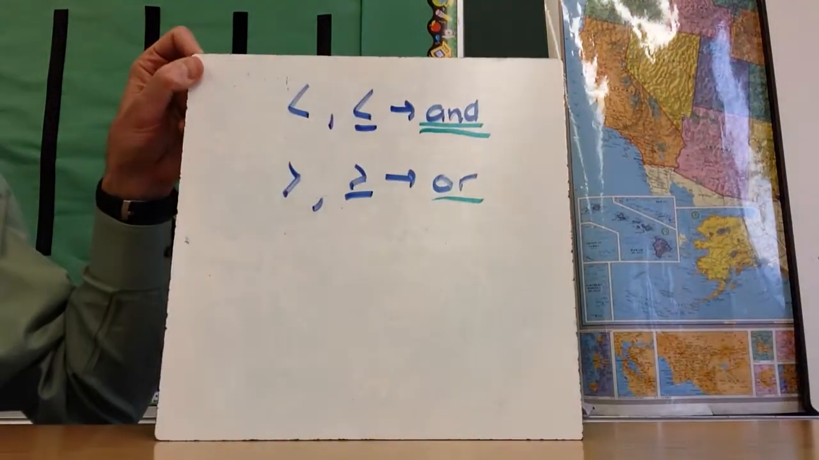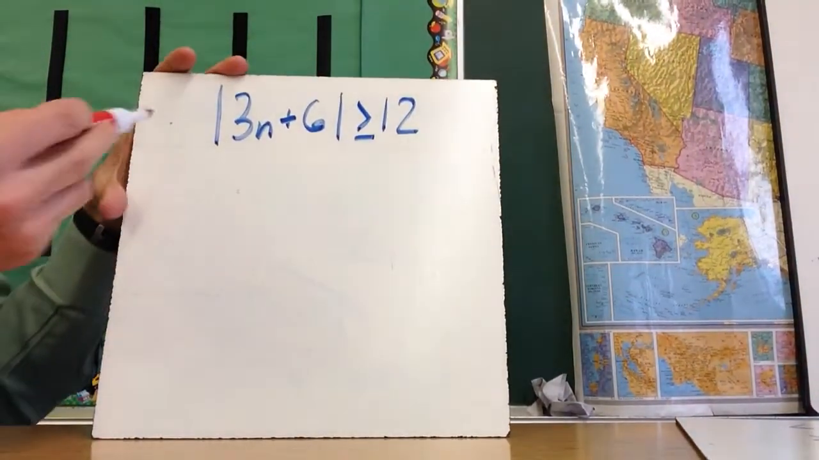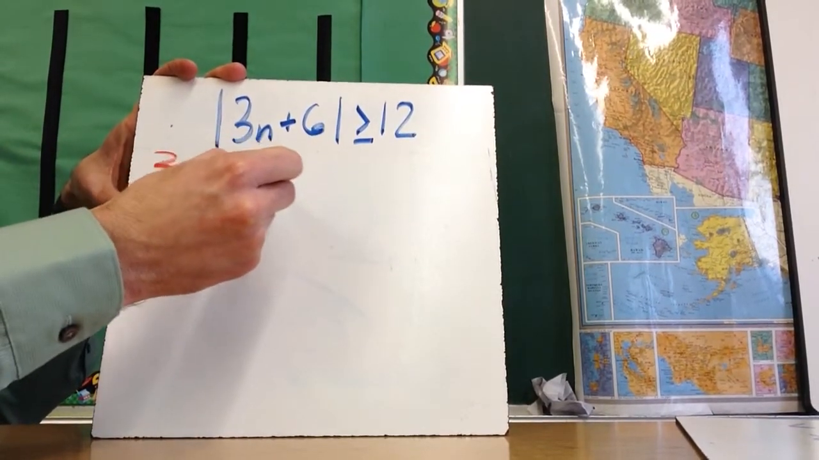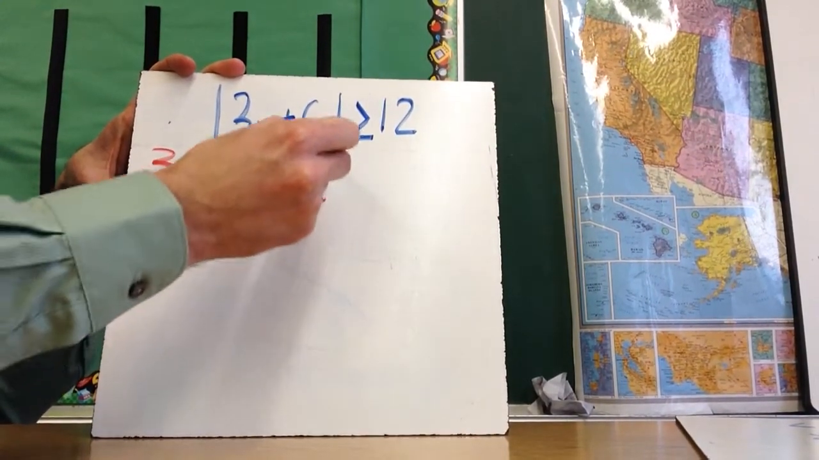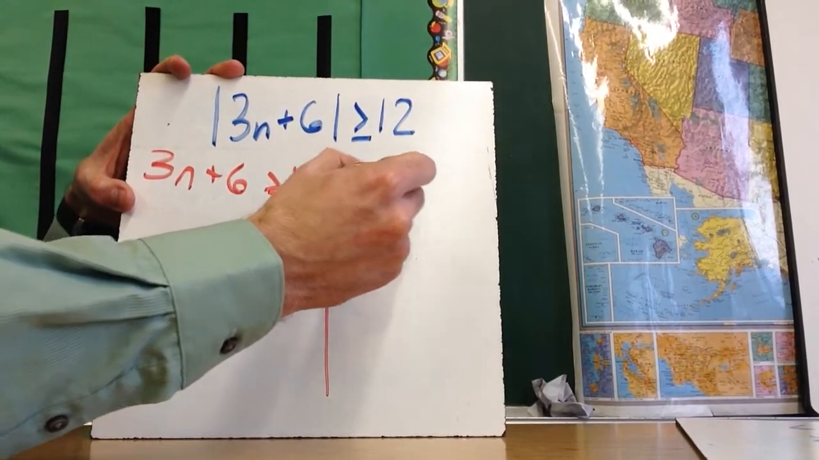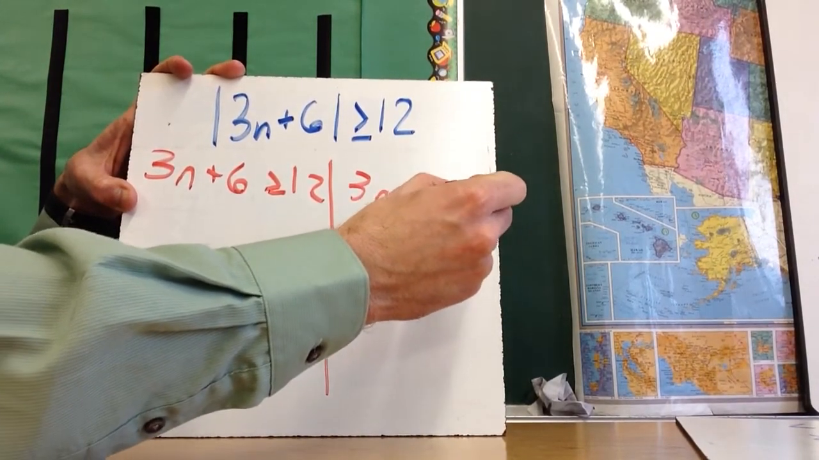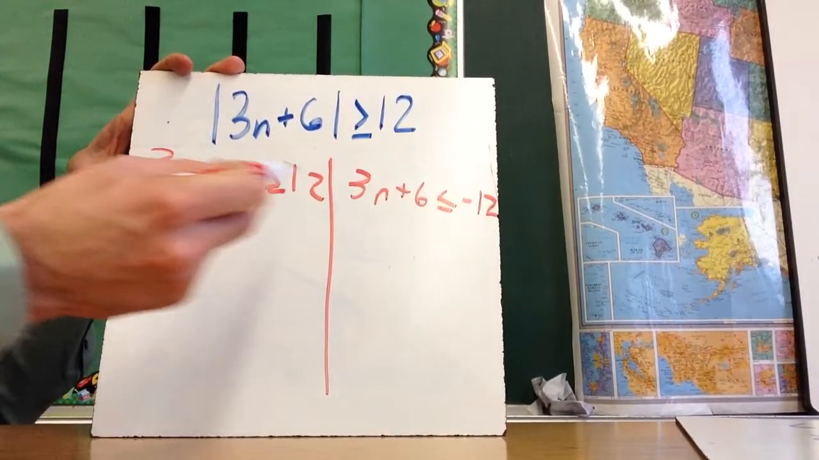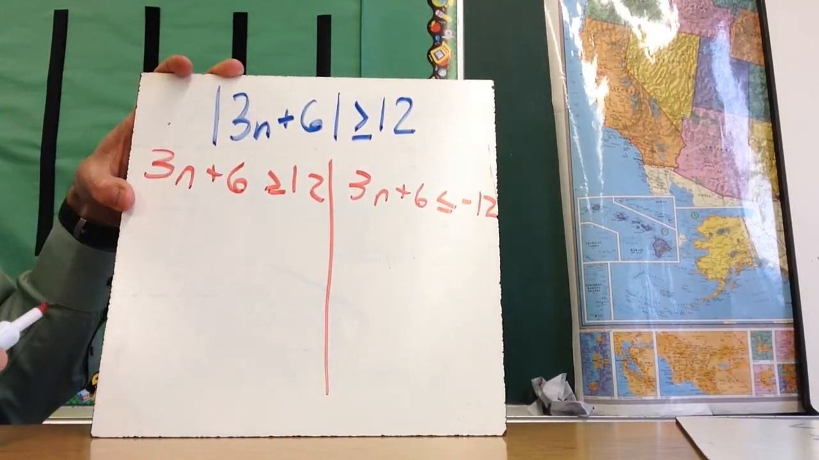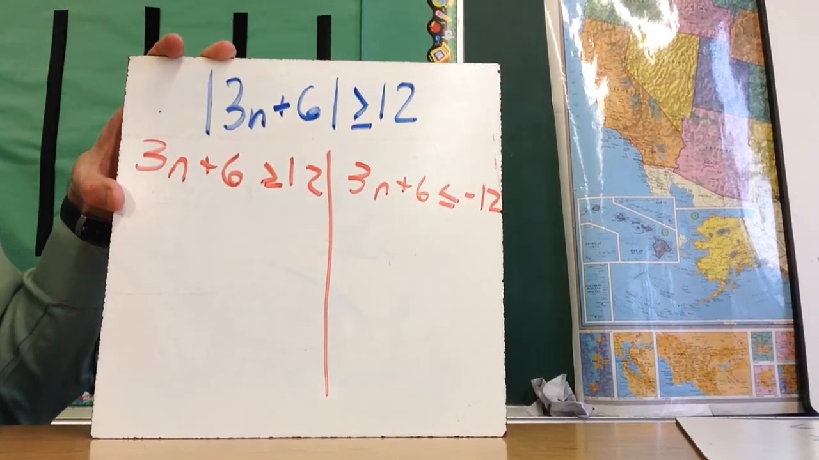So now this is going to be the second type of problem, the or. Okay, and so this is greater than or equal to. So same idea, I'm going to go 3n plus 6 is greater than or equal to 12. Okay, and then if you think about that trick, I'm going to go 3n plus 6 is less than or equal to -12. And so that's because I made this negative, right? And then it was inside the parentheses. I divide by -1, and that's what's going to flip everything around.